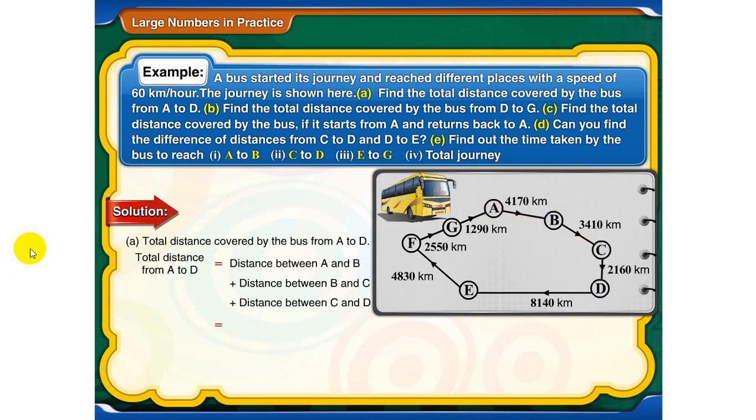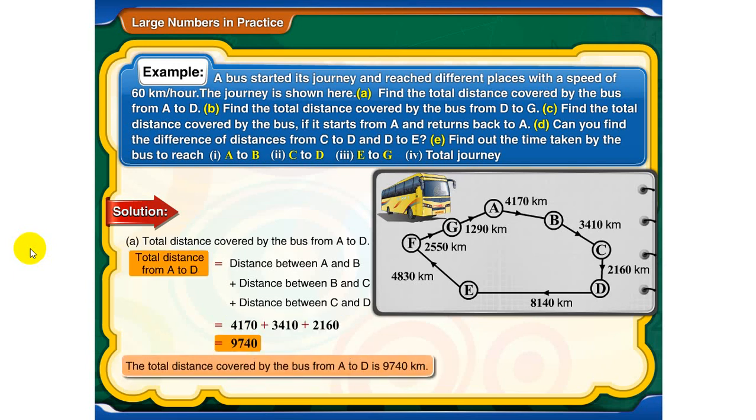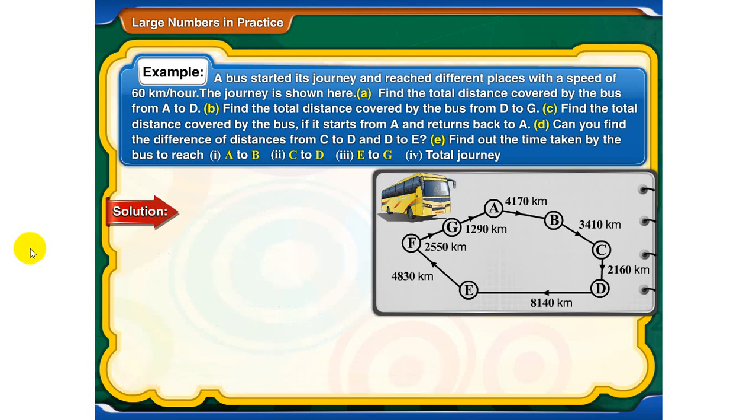That is equal to 4,170 plus 3,410 plus 2,160, which is equal to 9,740 kilometer. Thus, the total distance covered by the bus from A to D is 9,740 kilometer. B.